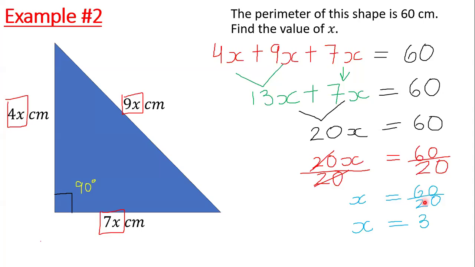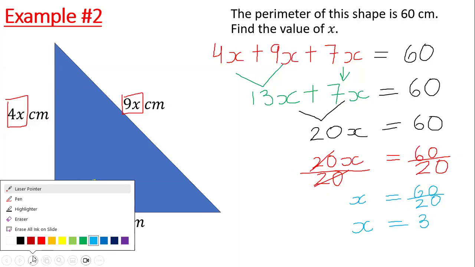And what is 60 divided by 20? Three. Say it again. What is 60 divided by 20? 3. Very good. 60 divided by 20 is 3.